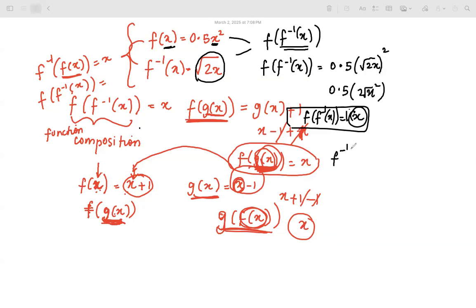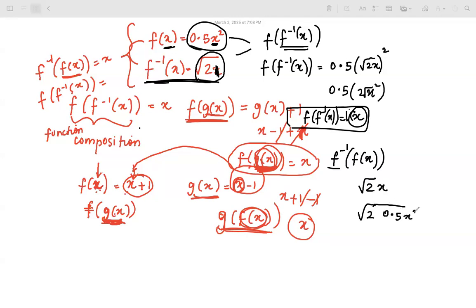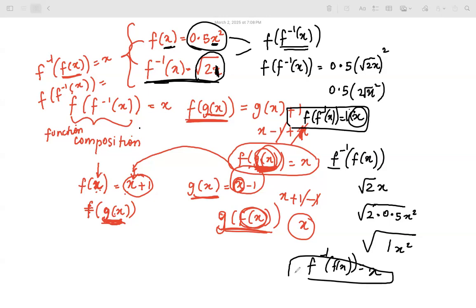Similarly, you can as well find f inverse of f of x, which means you're going to choose the f inverse function as your original function. What is it? Root 2x. However, instead of the input x, the input becomes my real original function. So root 2 times 0.5 x square inside the square root. What happens? 2 times 0.5 is 1, so x square, and the root of that is x. So that is as well equal to x. So f inverse of f of x is x as well. Make sense?